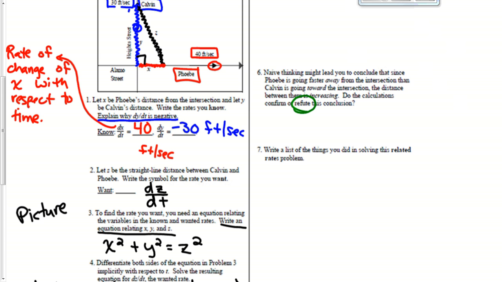That doesn't mean that z is always decreasing. It just means when x is 200 and y is 600, we do have that situation. So number 7, we are going to now write a list of the things you did to solve this related rates problem. And I would suggest you write this on the back. I could not get it to all fit on the front.